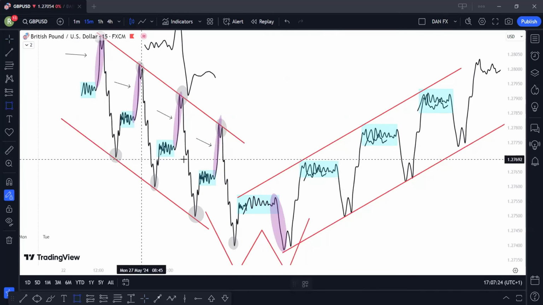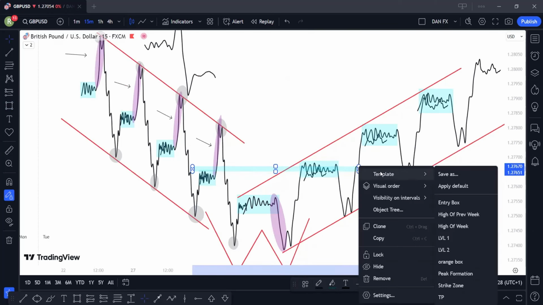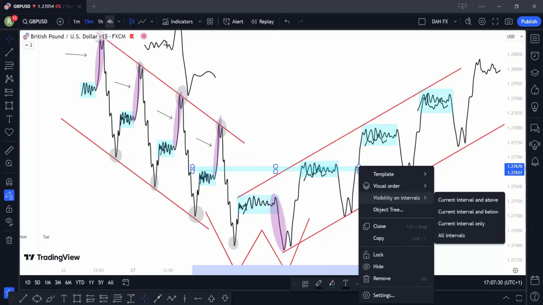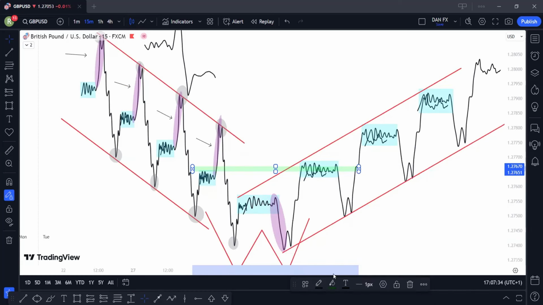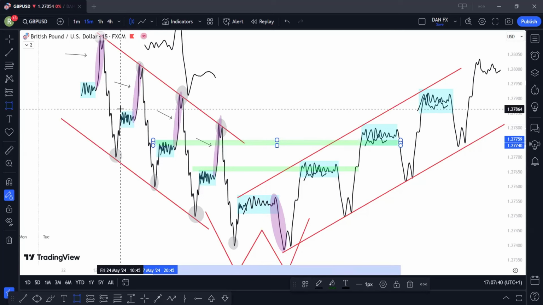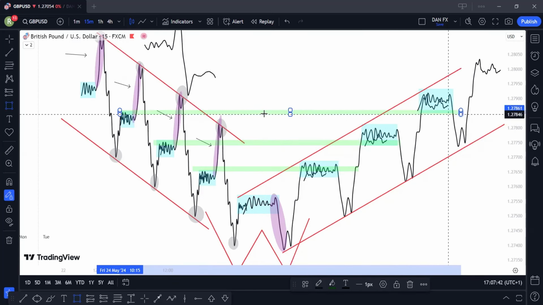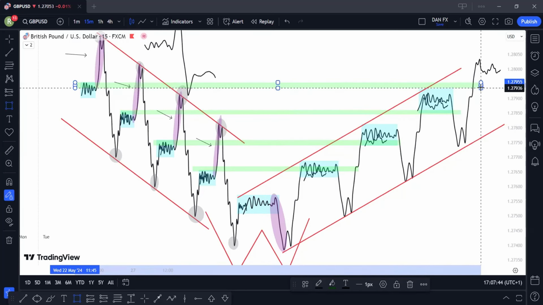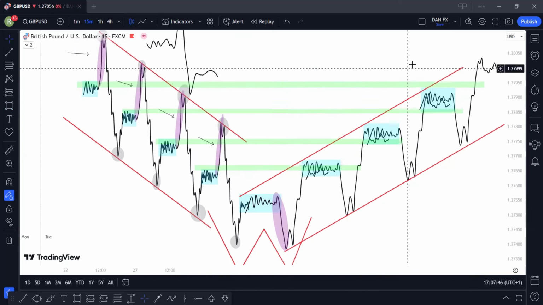So let's say this is a resistance or support, one of them. Let me change the color. Okay, let's go with green, right? Then this is also going to be a support and resistance area here, and here, and here, right?